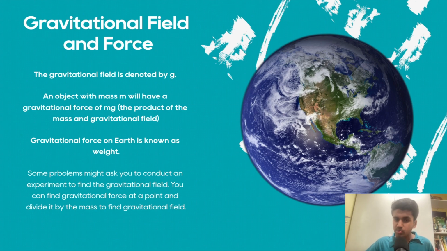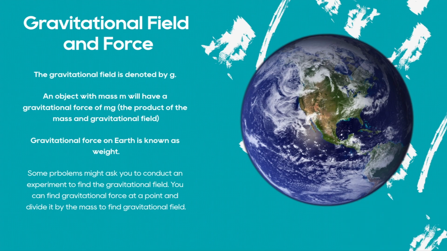Now, some problems might ask you to conduct an experiment to find the gravitational field. To do that, you measure the force and you measure the mass. You can measure the mass with something like a mass balance or some scale. And if you divide force by mass, you get your gravitational field. So that is how you should be conducting an experiment to find the field.